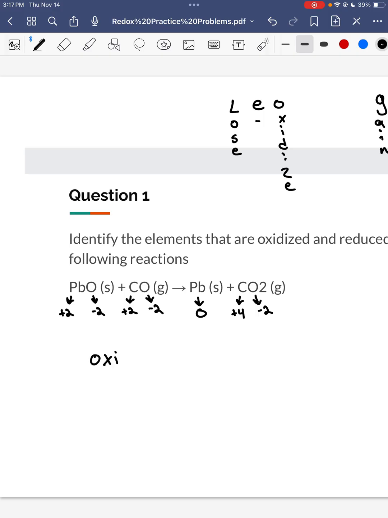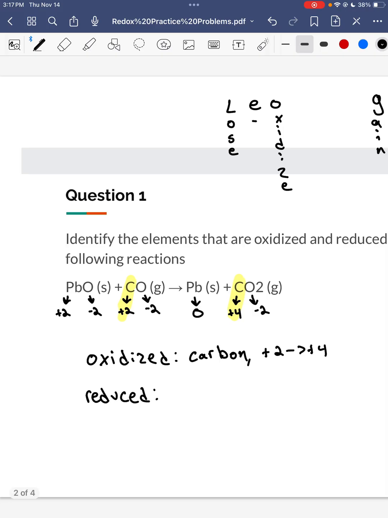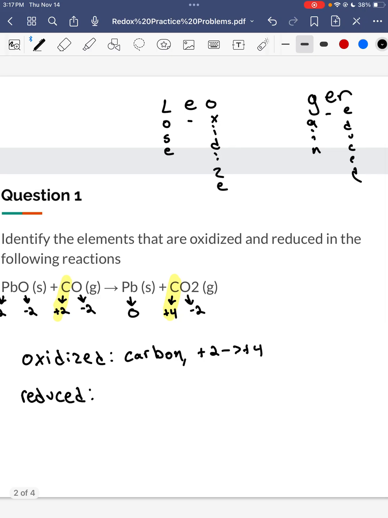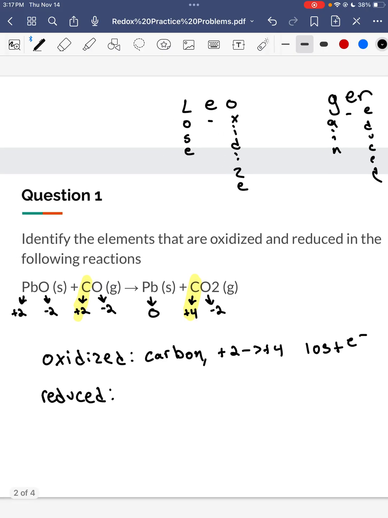Now that we've labeled everything, we can talk about what has been oxidized and what has been reduced, and how we know. The oxidized element will have had its oxidation number increase. We can see carbon has gone from +2 to +4, so that's how we know it has been oxidized. The scientific principle behind that says that it has lost electrons from left to right.